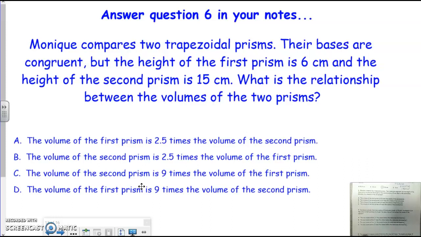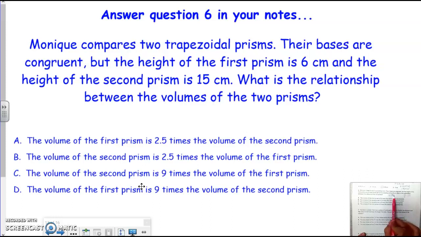All right, so if we think about our formula for a trapezoidal prism, the volume is big B times H. So H is what we're changing, which in this case is just this one dimension. And since we're just changing that one dimension, this scale factor is going to have the same effect on the volume. So if we compare the two prisms, the second prism is 15 centimeters. That's your image. So if we did 15 over 6, we get 2.5. So that means that the height was multiplied by 2.5.